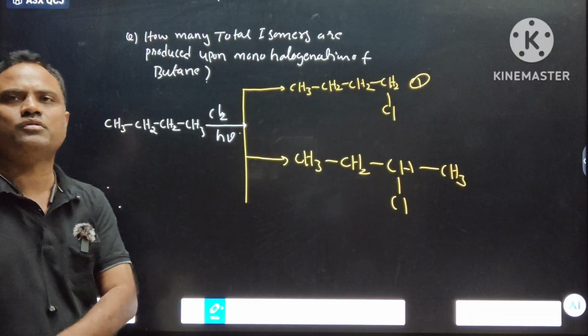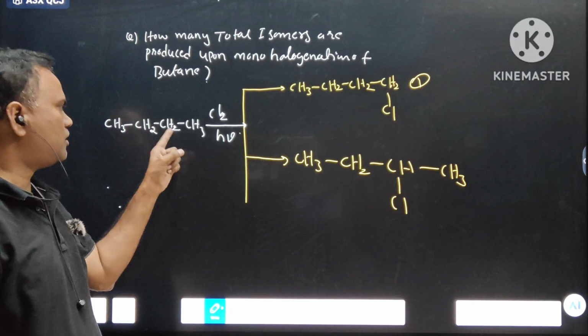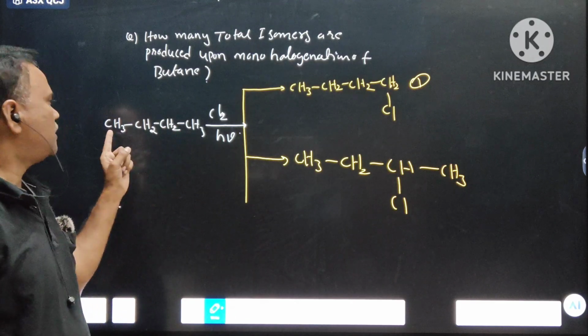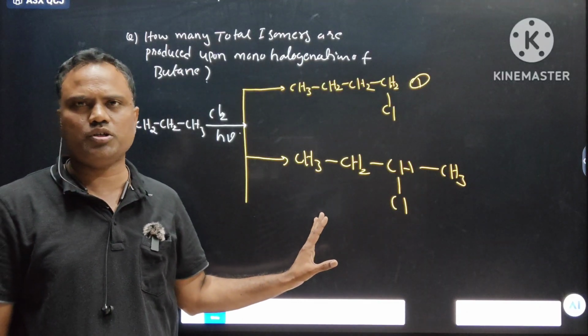Why? This one and this one both are same. I cannot remove this also. So these are the possible structures.